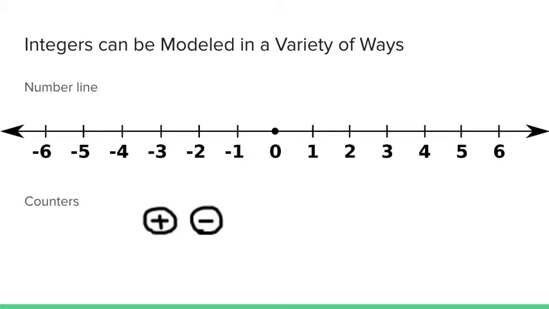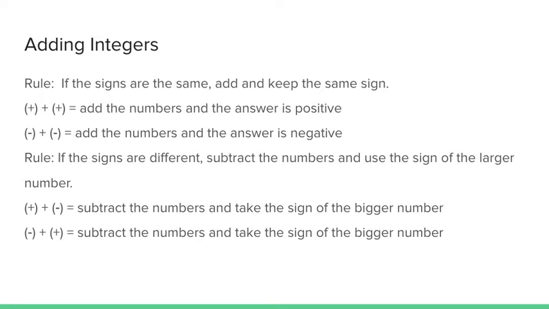Now, integers can be modeled in a variety of ways. Some of us are very comfortable with just using the numbers, and they can simply deal with the numbers and solve problems involving the addition and subtraction of integers. For other people, it helps to have these concepts modeled. So for today, I'm going to be showing you specifically how we can use both number lines and counters to help us with the addition and subtraction of integers. For those of you who just like to use the numbers, this video will be helpful for you as well. We're going to start off with adding integers.